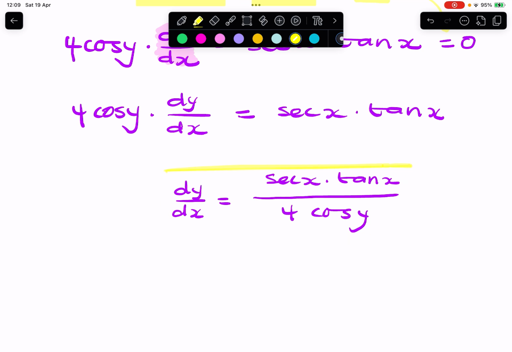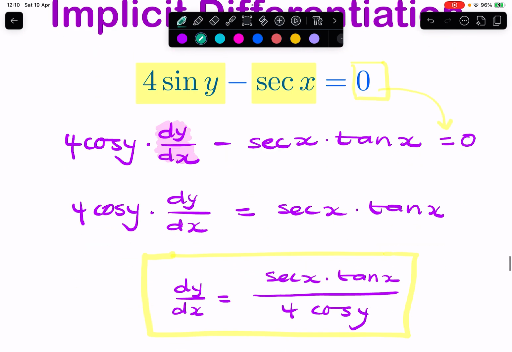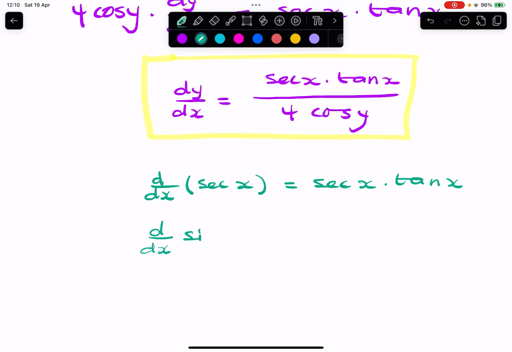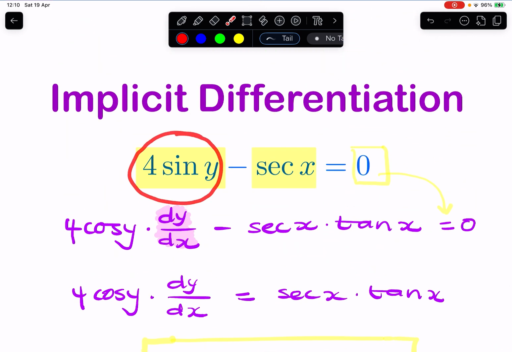Now, notice that to do our implicit differentiation, we needed to know the derivative of secant. The derivative of secant x is secant x tan x, and you're expected to know this. They might give it to you in the exam, but they might not. We also needed to know that the derivative of sine x is cosine x. This they might give you in the exam, but this almost certainly they won't give you. All right, so that's how to solve implicit differentiation when you have trig functions.